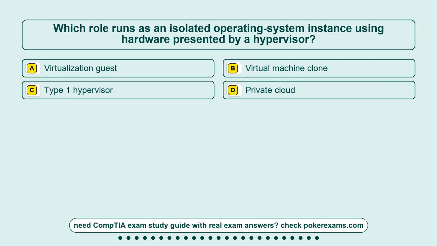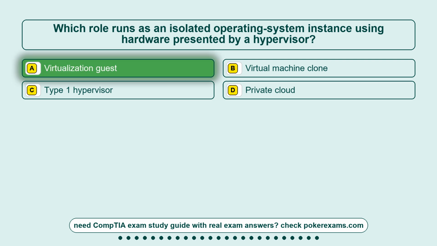Question 7. Which role runs as an isolated operating system instance using hardware presented by a hypervisor? Option A, a virtualization guest. Option B, a virtual machine clone. Option C, Type 1 hypervisor. Option D, private cloud. The correct answer is option A, virtualization guest.